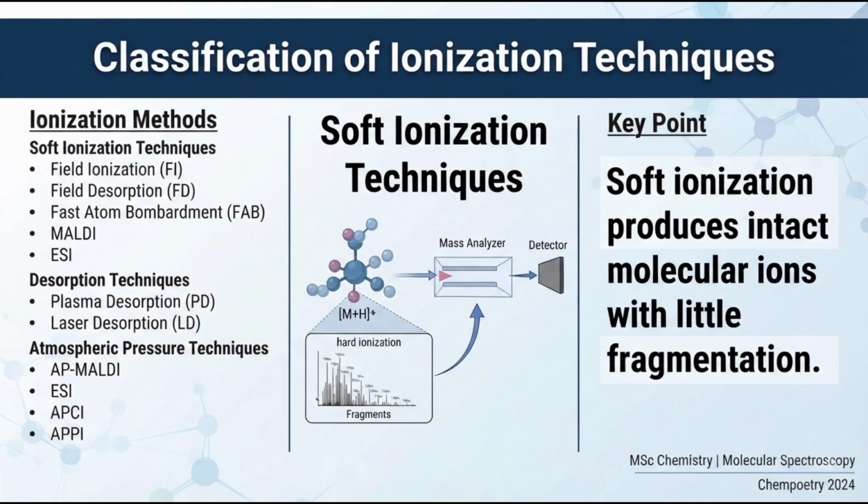On the other hand, in soft ionization, the energy transferred to the molecule is much lower. Therefore, the molecule generally remains intact. We may obtain ions such as M plus H positive ion or M plus radical with comparatively little fragmentation. Examples: field ionization, field desorption, FAB, MALDI and ESI.